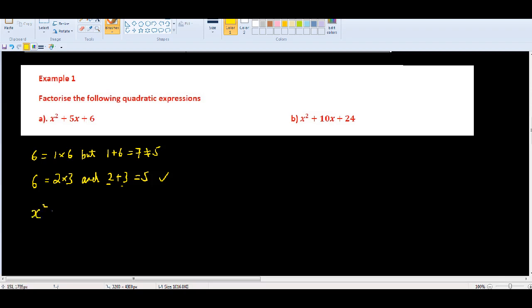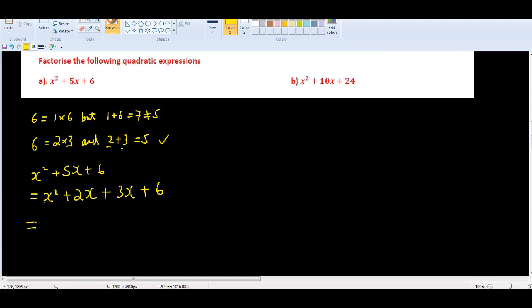So let's move on to factorize the expression. Remember that 5x needs to be separated into two terms such that we can do the grouping and factorize them. For 5x, we're going to do 2x plus 3x. We separate that 5x into 2x plus 3x, plus 6. And then there are 4 terms, so you can group them. How could you group them? The first two as one group, the last 2 terms as the other group.